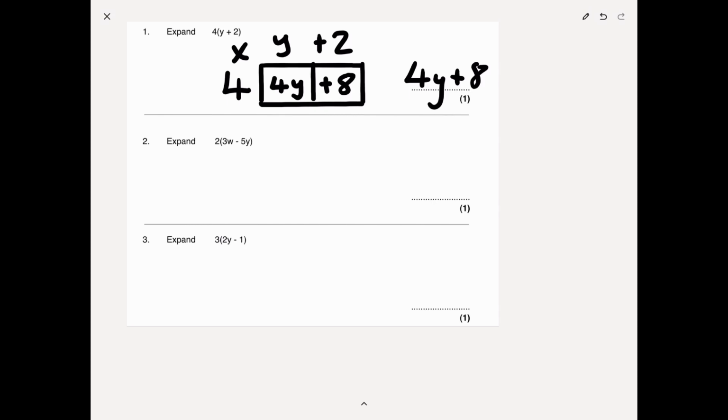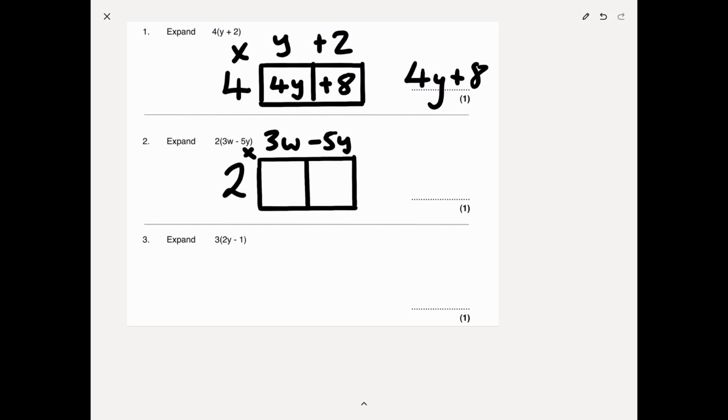Similarly then for the second question, 2 brackets 3w minus 5y. So both parts inside that bracket now have a letter, have a variable involved, but the method still stays the same. So again, the single thing outside the bracket is on the left. On the top then we get 3w minus 5y. And we'll squeeze a times sign in there for good measure.